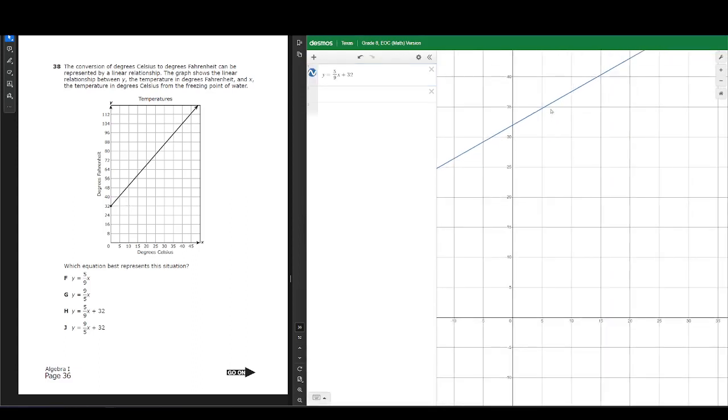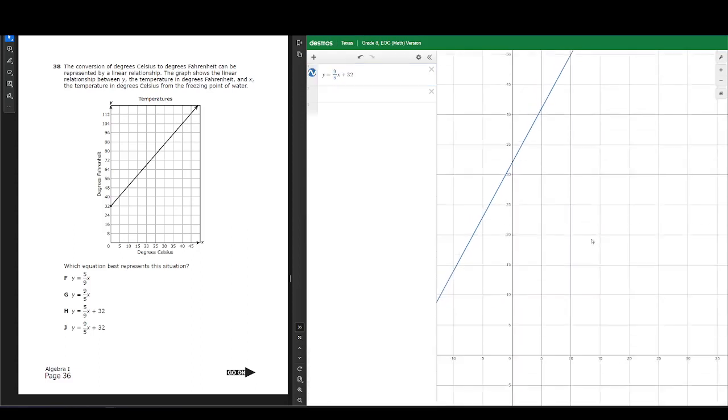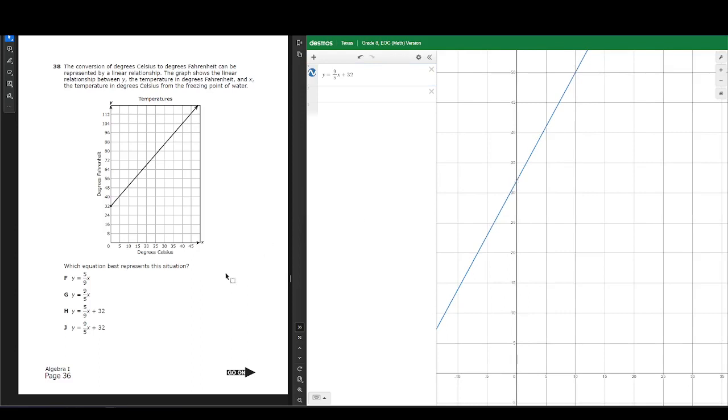So let's go to 5 Celsius. Here is below 35, but the other one, 9/5, at 5, we are at 41 point something. So this one is definitely correct. 1 point isn't enough to define a line. We needed to find a second point to determine whether H or J was correct.